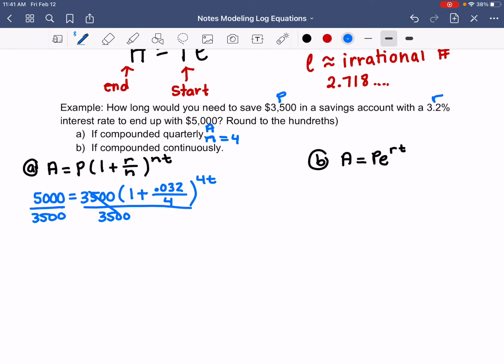And then I'm also going to switch sides. So I'm going to put my 1 plus, I'm going to do that part in the calculator. All right, I'm going to put this in my calculator, figure out what that is, and then I'm going to do this part as well.